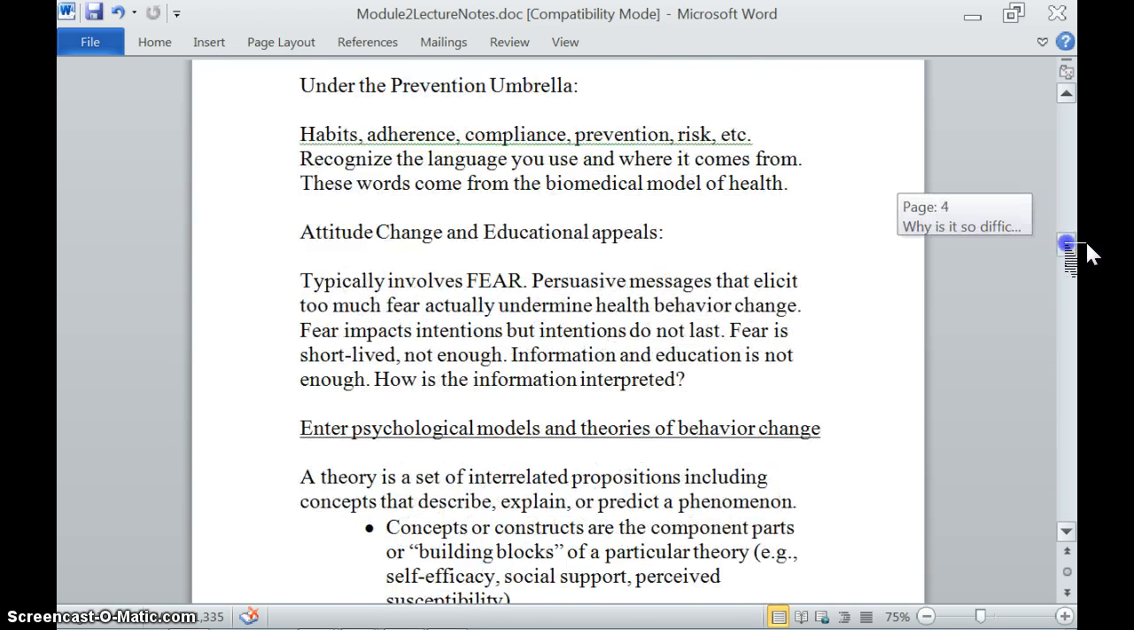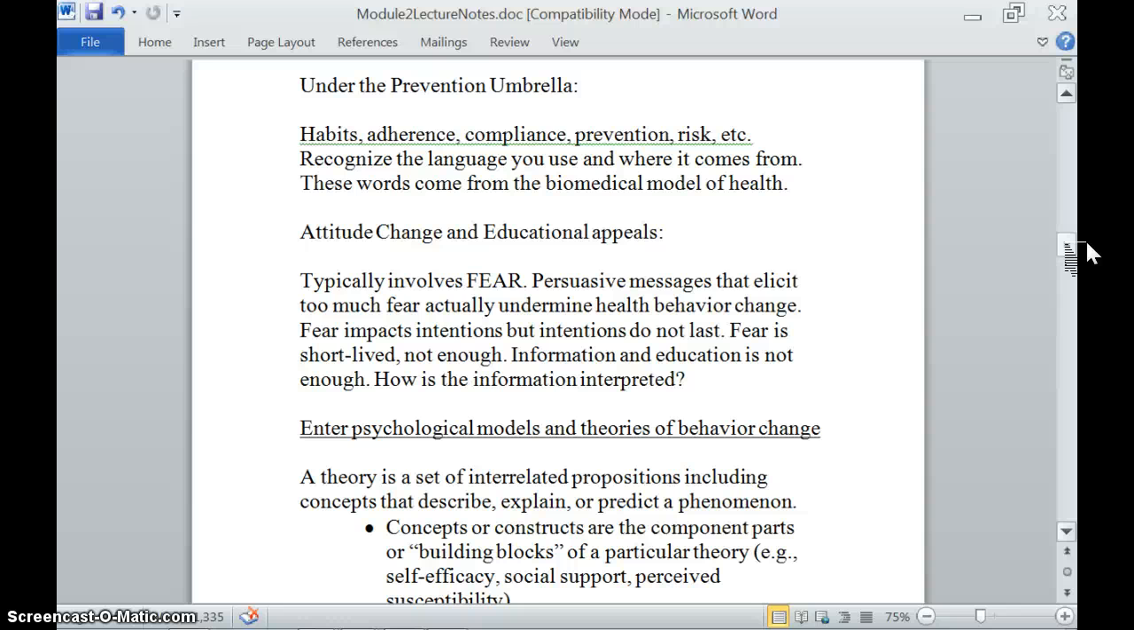But getting back to this prevention umbrella, right, in terms of typically how we look at things, habits, adherence, compliance, prevention, risk, all of these words kind of come out of this biomedical model, right? We know the diseases that kill people. We know that behaviors and lifestyle relate to those diseases.